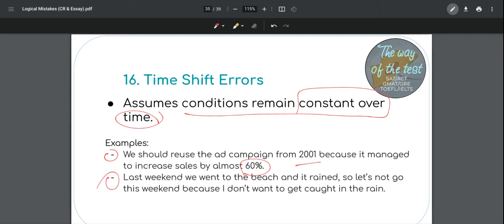And a second example: last weekend we went to the beach and it rained, so let's not go this weekend because I don't want to get caught in the rain. This is a more obvious mistake, right? Of course, just because it rained last weekend, it doesn't mean that it's going to rain this time. But if you think about it, it's exactly the same mistake that you make with other conditions. Like, last time I went to this restaurant the lighting was bad, so this time it's probably going to be bad. So we don't know.